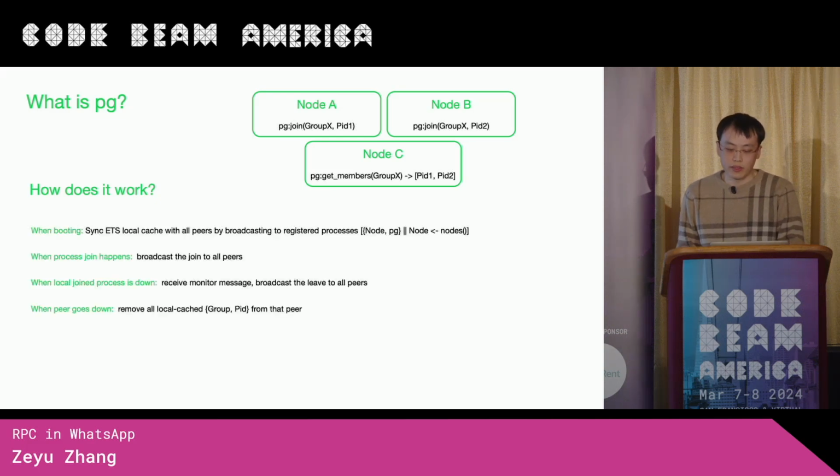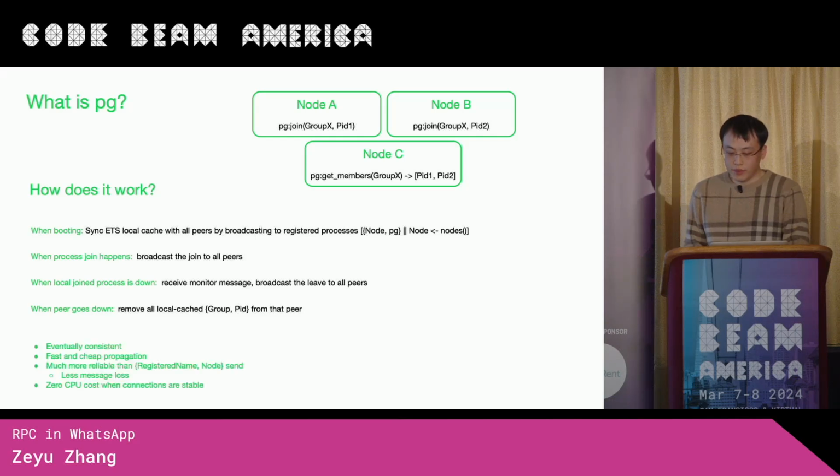Basically, when booting, the PG server will sync its local cache with all peers by broadcasting a message to the registered process on every node. And when a process join happens, it will broadcast the join to all peers, and all peers will receive the update and change their local cache. And when a local joined process goes down, the PG server will receive a monitor message and also broadcast the update to all peers. And finally, when a peer goes down, the PG server will simply clear up all the local cache, the group and PID entries from that peer. So all the algorithm is just this.